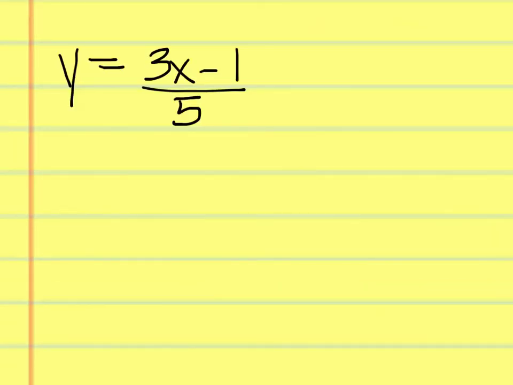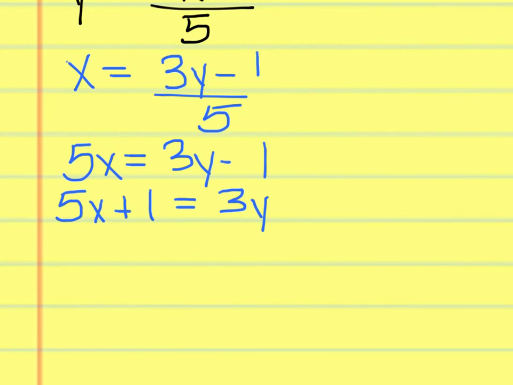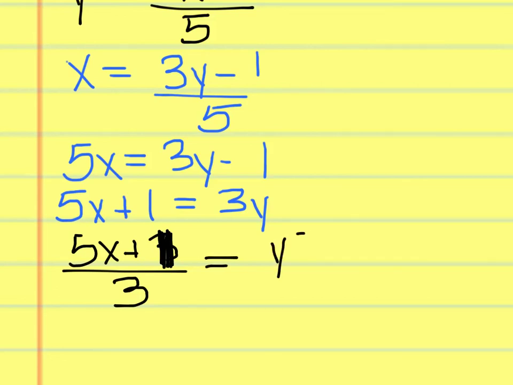We need to interchange x and y and then solve for y. We can cross multiply to get 5x equals 3y minus 1, and move the minus 1 to the left, changing it to plus 1, and then dividing both sides by 3 to be left with 5x plus 1, not 3. 5x plus 1 over 3 equals y. So the inverse of y is 5x plus 1 over 3.